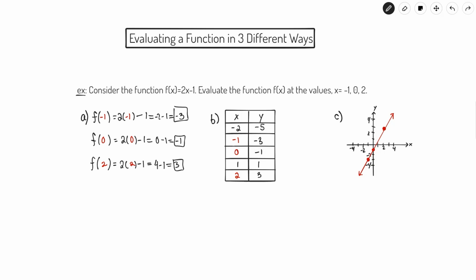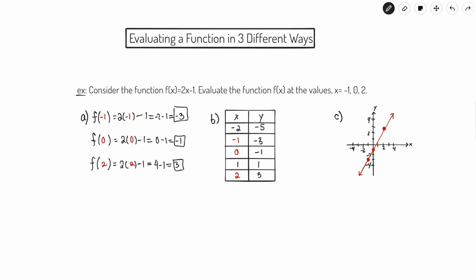And so we should all know that when I'm dealing with a table, these are my x values that go into the function, and these are the corresponding y values that match each x value. And so these are also coordinate points, of course. So this one can be read as the coordinate point -2, -5. This can be read as the coordinate point -1, -3.